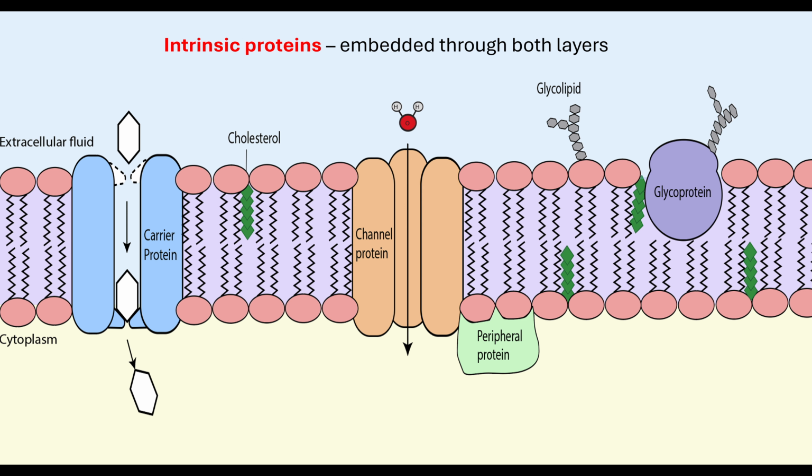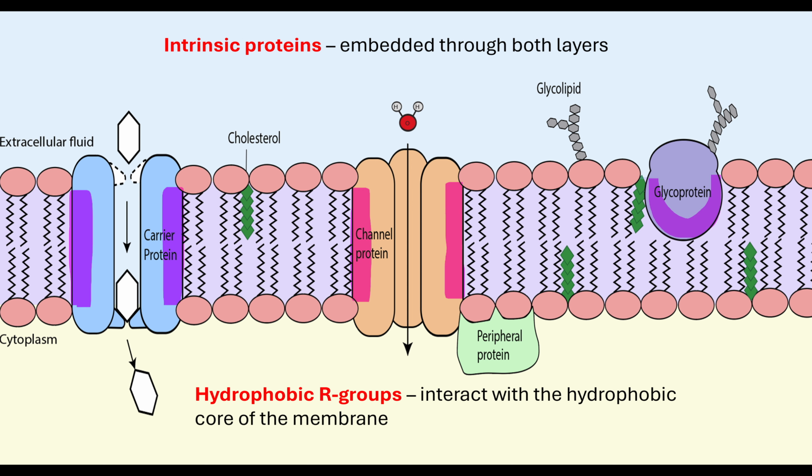Now we also have a glycoprotein. The glycoprotein is embedded in part of the membrane. If it is embedded in the membrane in the fact that it has these hydrophobic R groups which are going to interact with the hydrophobic core of the membrane, then it is classed as an intrinsic protein. The glycoprotein is an interesting one because it has that name because the glyco talks about the carbohydrate chain which is attached to the protein.